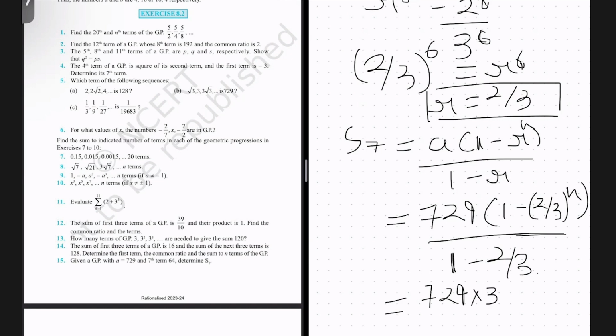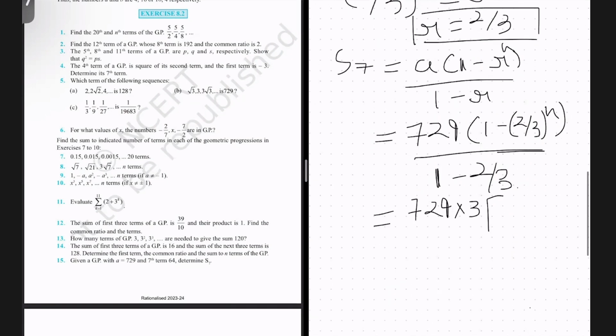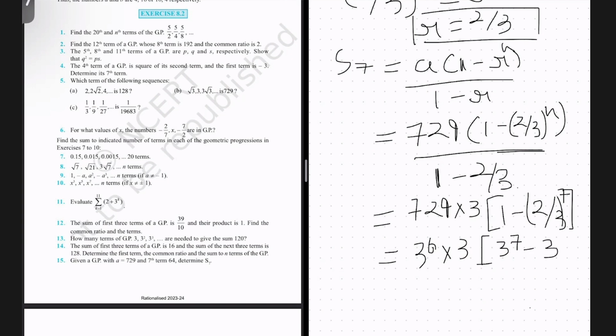So you have 729 into 3, and in the brackets you have 1 minus (2 by 3) raised to the power 7. Right. So 729 is nothing but 3 power 6. So you can write this as 3 power 6 into 3, which is 3 power 7, times (3 power 7 minus 2 power 7) divided by 3 power 7, right? So 3 power 7 and 3 power 7 get cancelled from here.